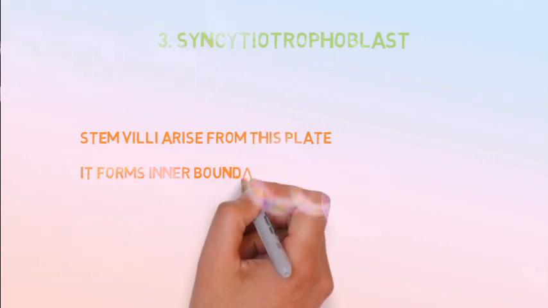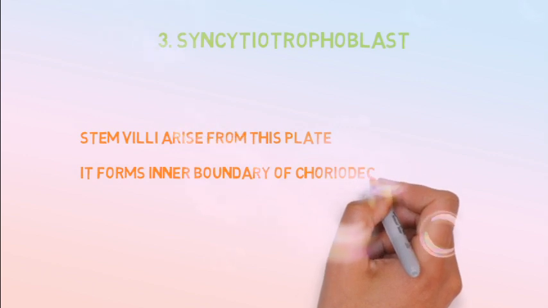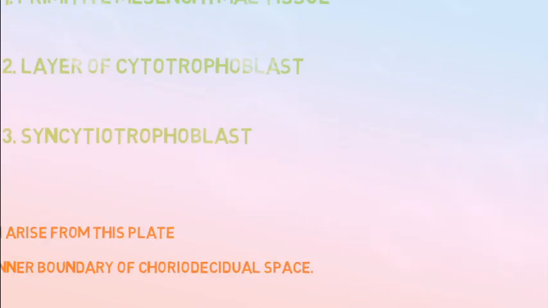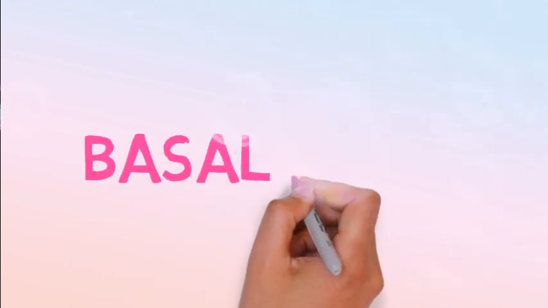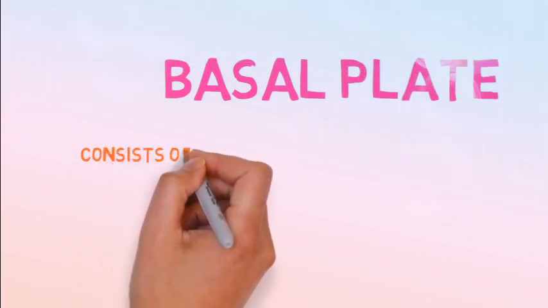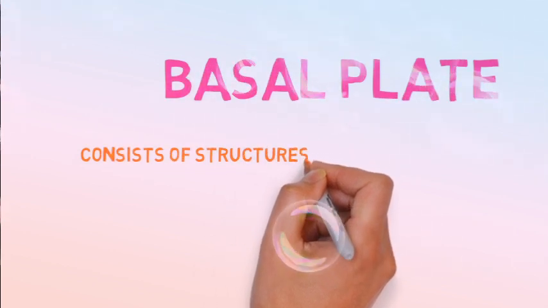Next we are going to discuss the basal plate. So what's a basal plate? As you know, the chorionic plate is the inner one. So of course the basal plate will be the outer layer. Yeah, this is the outer layer. That means the structures from outside inwards.